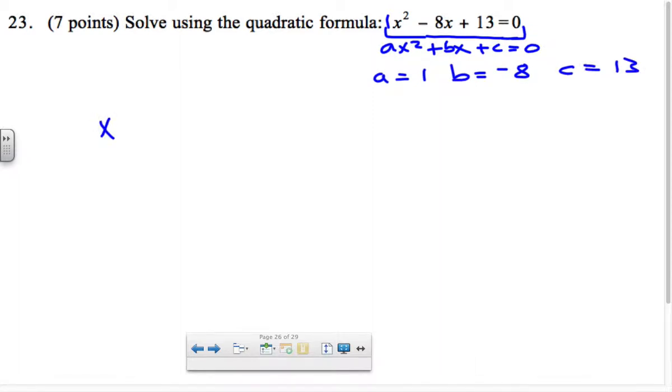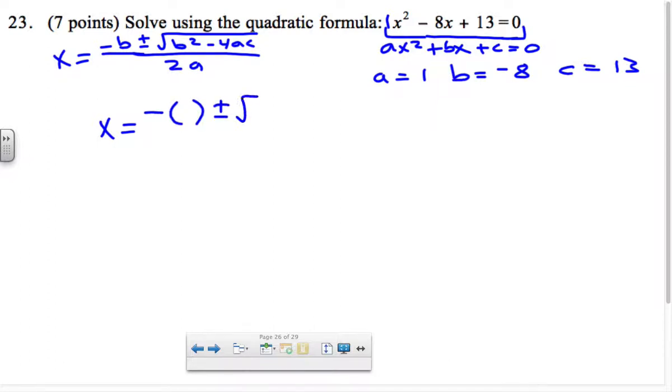So now I'm going to put them into my quadratic formula. This is the quadratic formula here. Every time I see a letter, I'm going to put an empty set of parentheses.